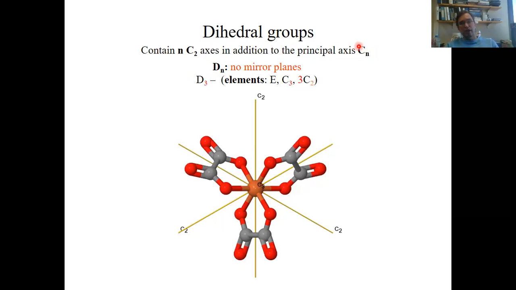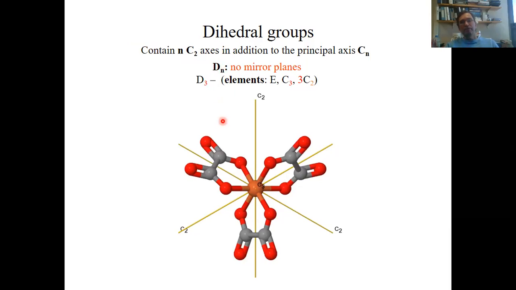But in addition to that, we have C2 axes, okay? And the number of C2 axes is the same as the order of the principal axis. And the additional C2 axes stand perpendicular to the principal axis. So in the most simple case, there are no additional symmetry elements but the principal axis and the n C2 axes. So in this case, we have point groups of the type Dn.